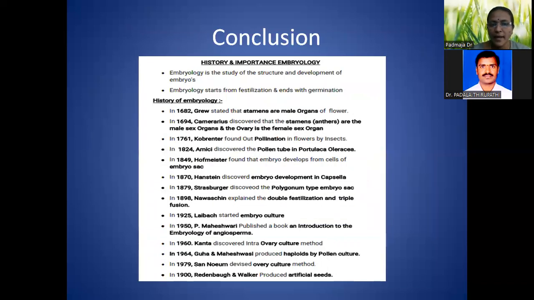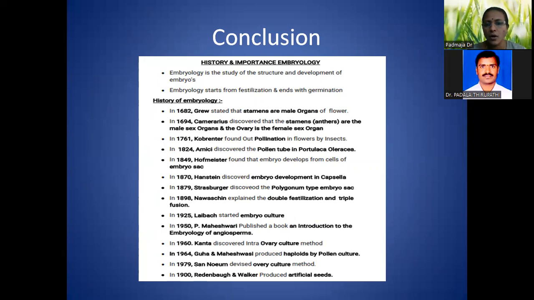And if we come to the conclusion and remaining part of embryology, we already know the study of embryo structure and development is called embryology. If you see the history of embryology, in 1682 Grew stated that stamens are male organs of a flower. In 1694, Camerarius discovered that stamens are also called anthers.